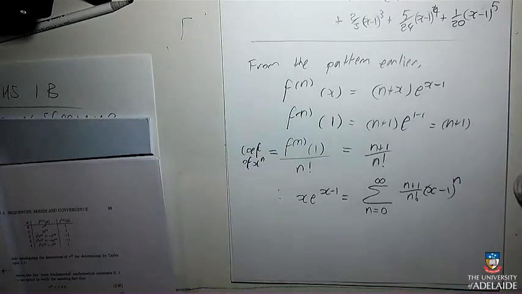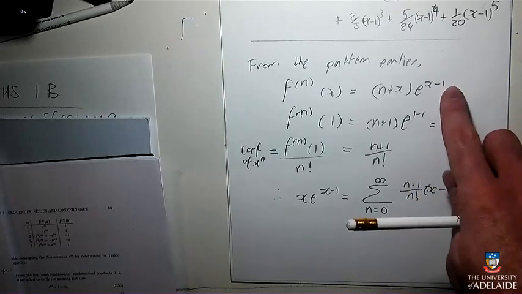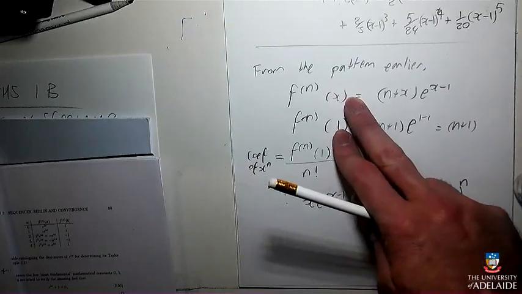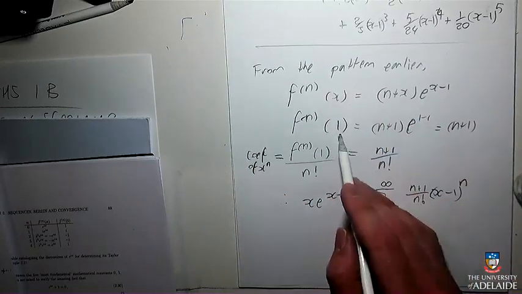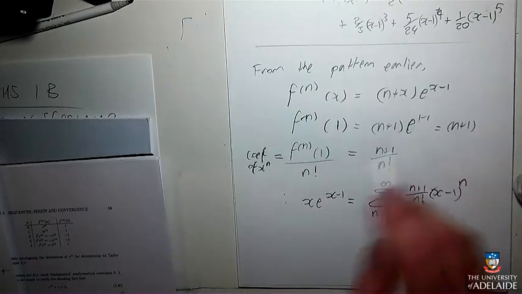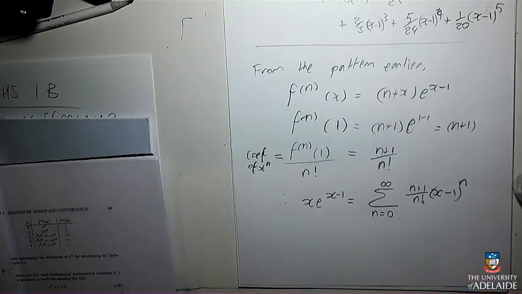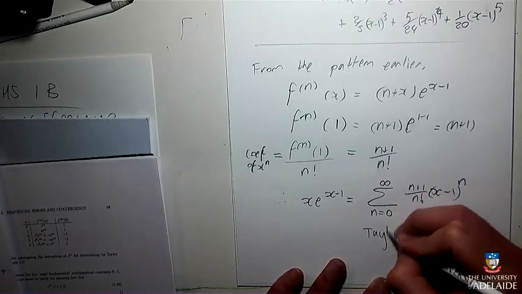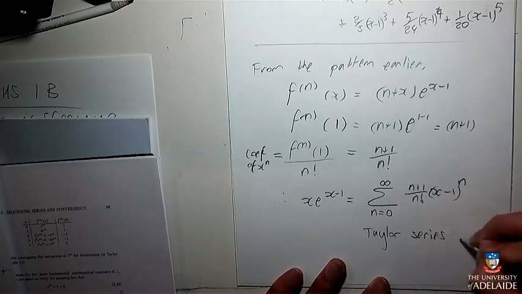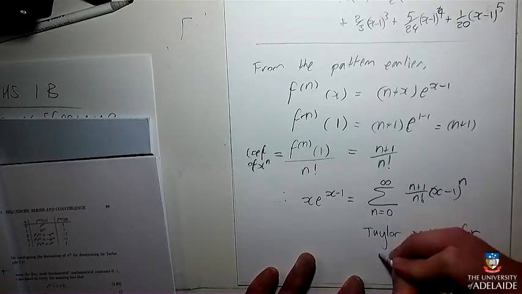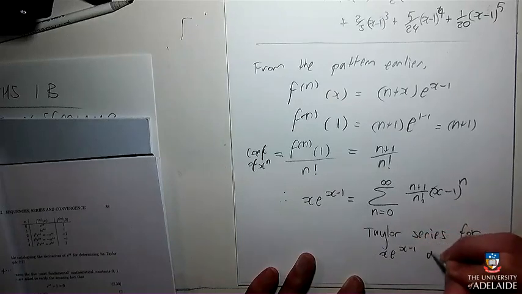Yes? Because it's x minus 1, and I have subbed in 1 for x. This was x, now it's 1. This was x, now it's 1. And 1 minus 1 is 0, so e to the 0 is 1, and so I'm multiplying by 1, so it's n plus 1. Okay, so this is the Taylor series for x e to the x minus 1 at x equals 1.